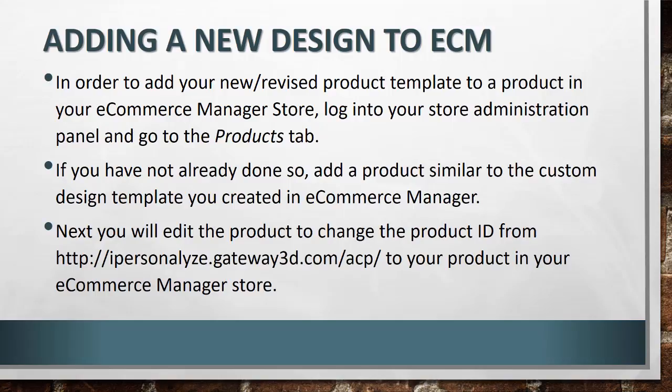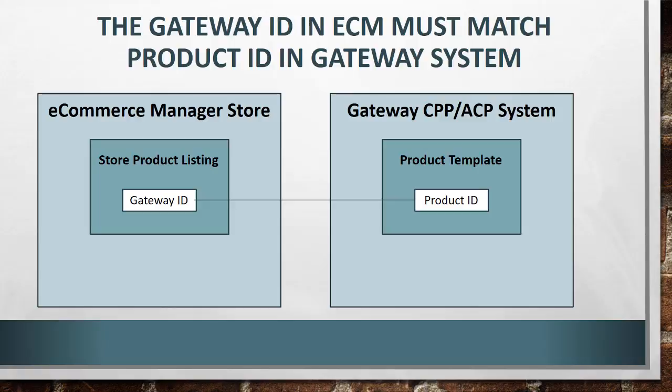To do that, you would need to log into your store administration panel and go to the Products tab. If you have not already done so, add a product similar to the custom design template you created in eCommerce Manager. Next, you will need to edit the product to change the product ID that you got from iPersonalyze.gateway3d.com to your product in your eCommerce Manager store. The Gateway ID in eCommerce Manager must match the product ID in the Gateway system, as shown here.